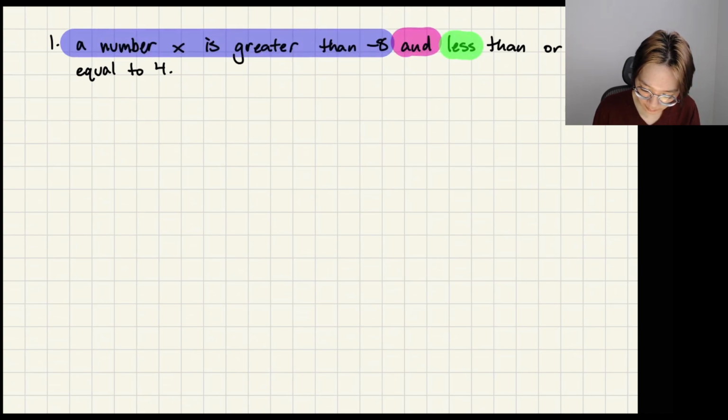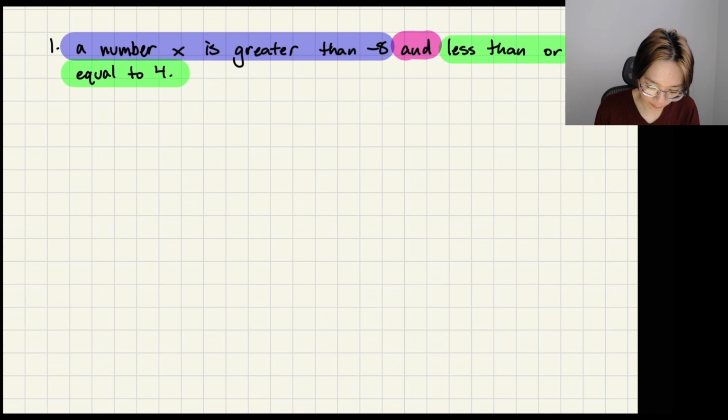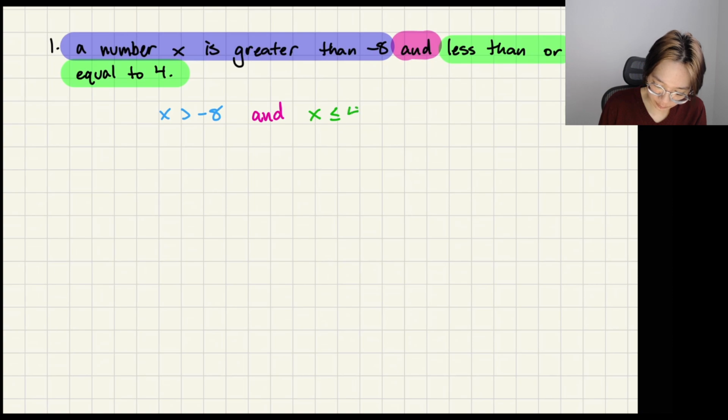And less than or equal to 4. So we have a number x is greater than -8 and the same number x less than or equal to 4. If I want to write that into one statement, we have x in the middle, -8 over here, 4 on this side. -8 is less than x is less than or equal to 4.